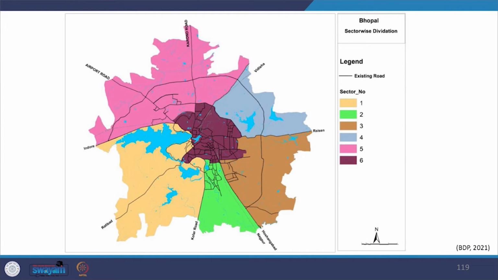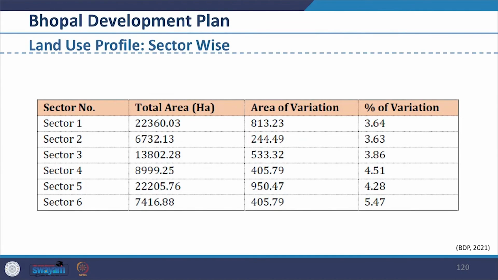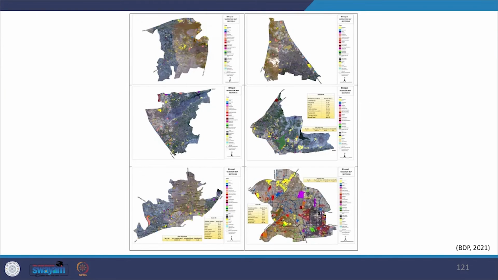We can see here all the 6 sectors which have been identified and what kind of variations they have observed, and according to those variations and the quantum of variations, the strategies have been developed. Another study was done to identify these sectoral changes.